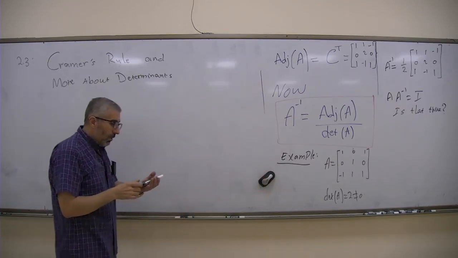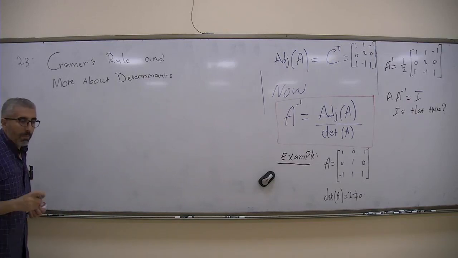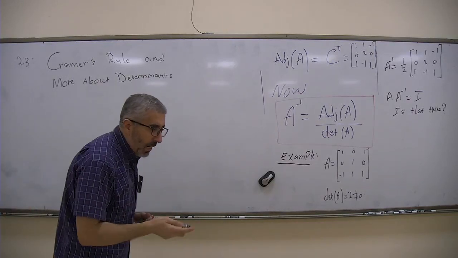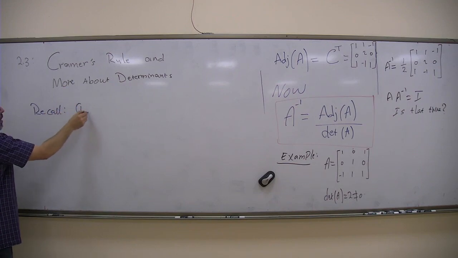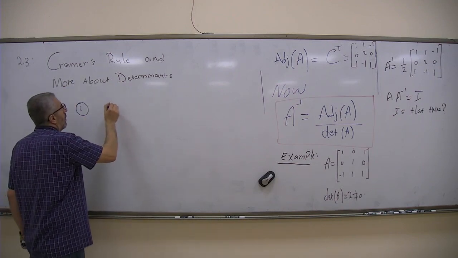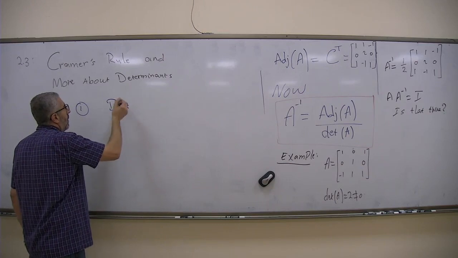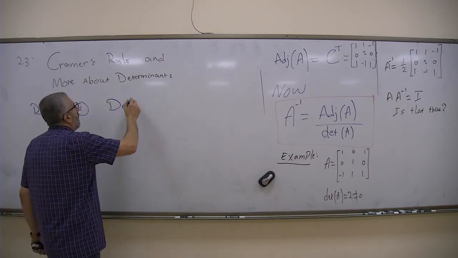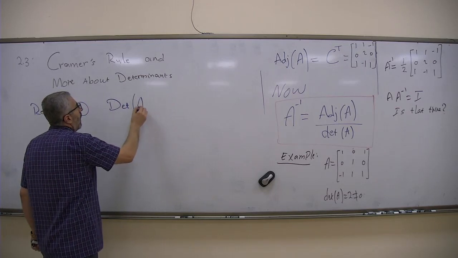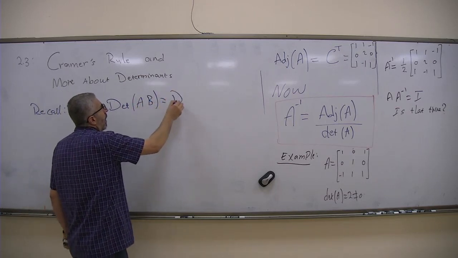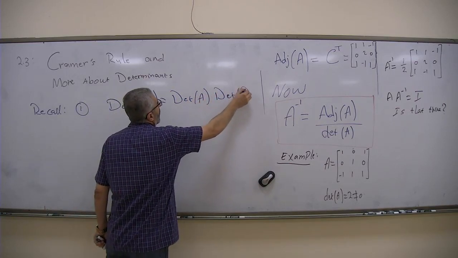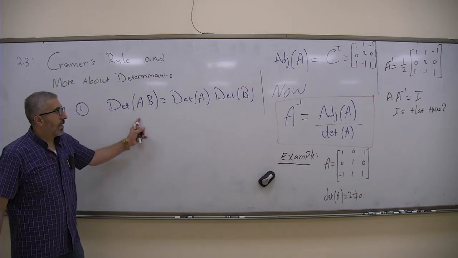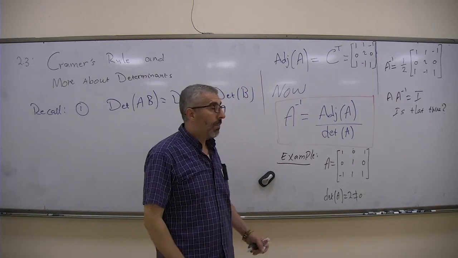By the way, you need to recall some determinant properties we discussed last time. So here, recall. Number 1, determinant. Sometimes I write it capital D, sometimes small d, so it should be fine. So determinant AB is determinant of A times determinant of B. And that is something we verified last time.